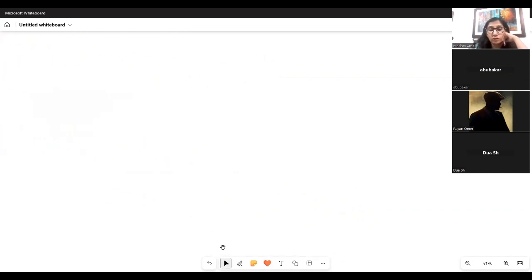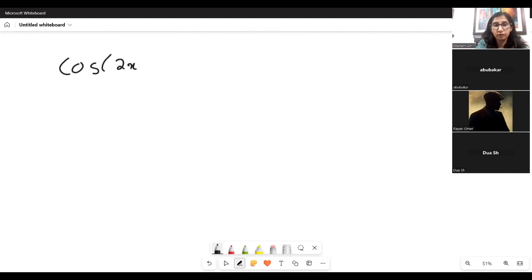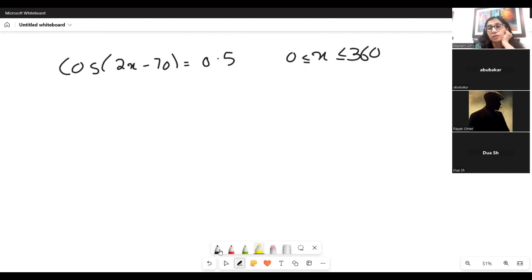Next question is cos of 2x minus 70 equals 0.5, where x is between 0 to 360. So this is going to be a problem for us because here it's x, but here it's not x, it is 2x minus 70. So this has to be fixed first using substitution.